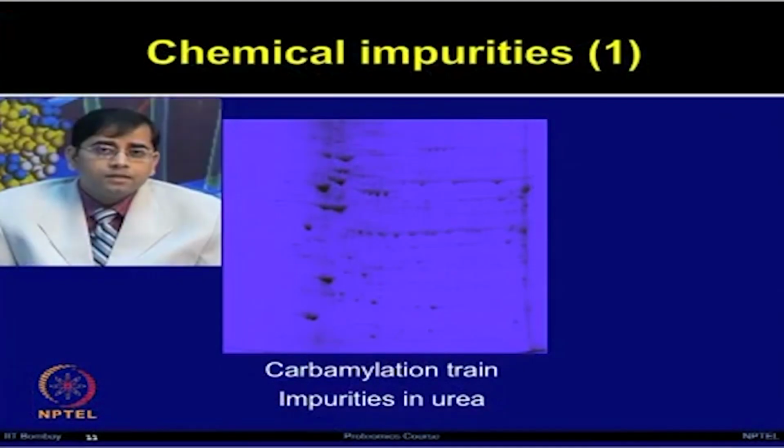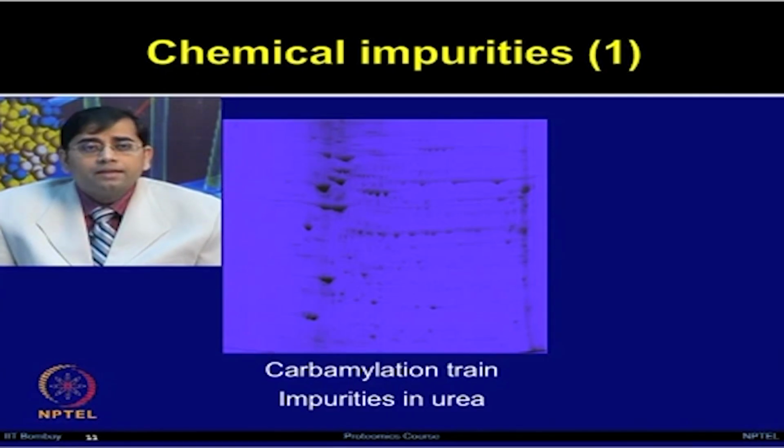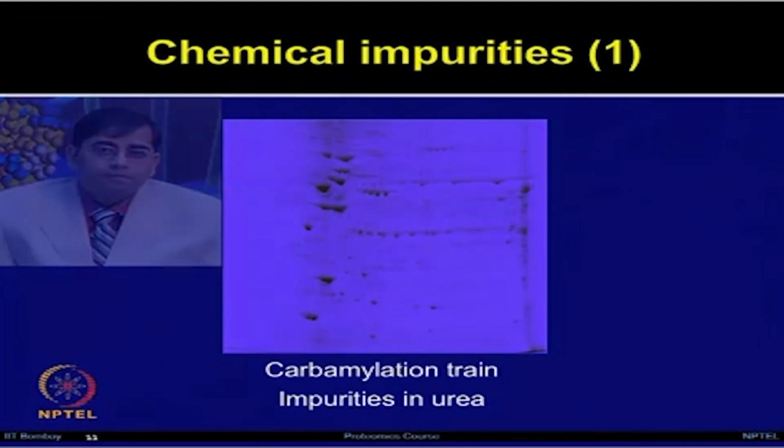Now, the sample variation is one problem. Often the chemical impurities or the chemical ingredients can also give rise to different types of bad gels, such as the chemical impurities shown in this gel, where the urea is very impure and one can see the carbamylation trail as shown in this gel.